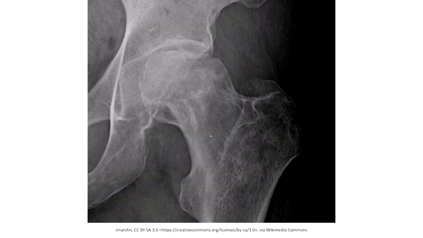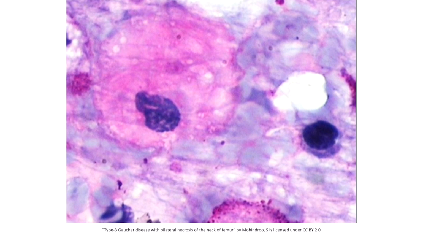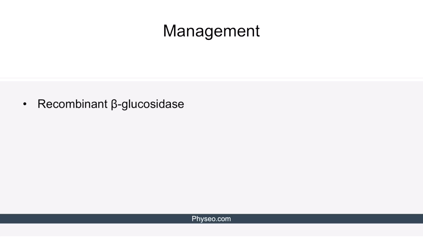Here we see the X-ray image showing avascular necrosis of the femur. Please take a close look at increased lucency in the necrotic region. Here we see the microscopy image showing crumpled tissue paper macrophages, characteristic of Gaucher disease. Management of Gaucher disease includes administration of recombinant beta-glucosidase.